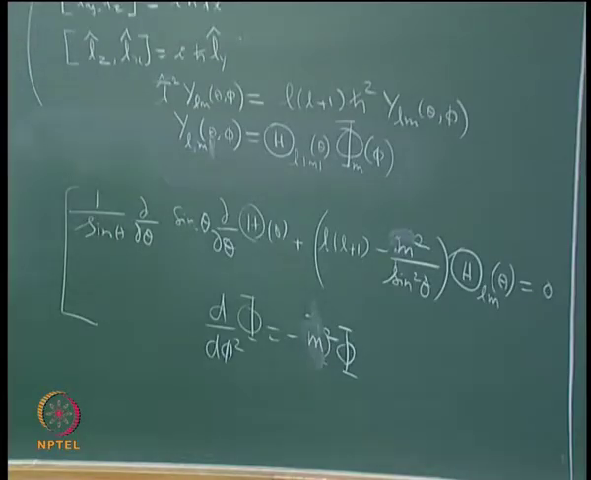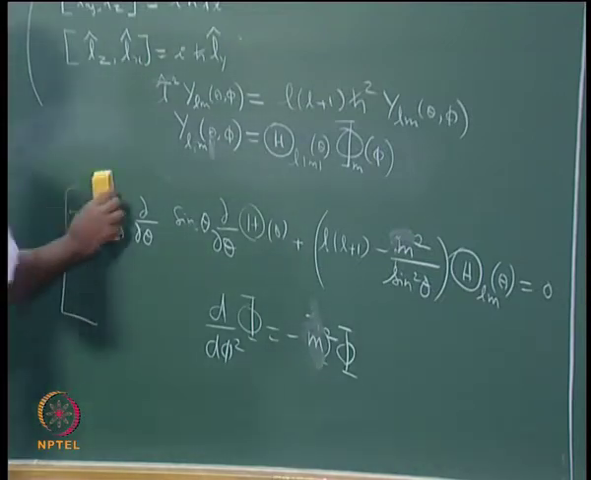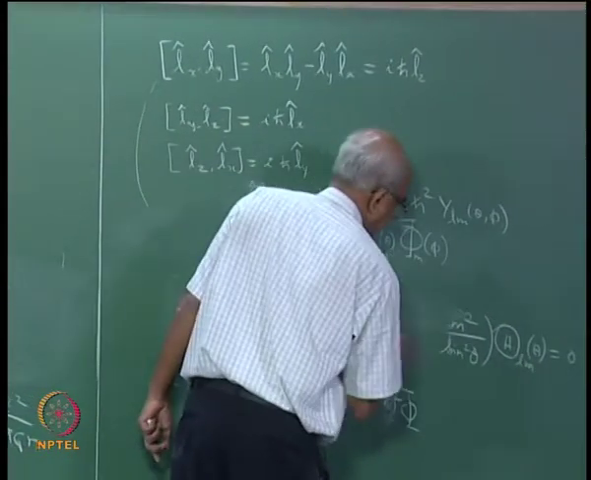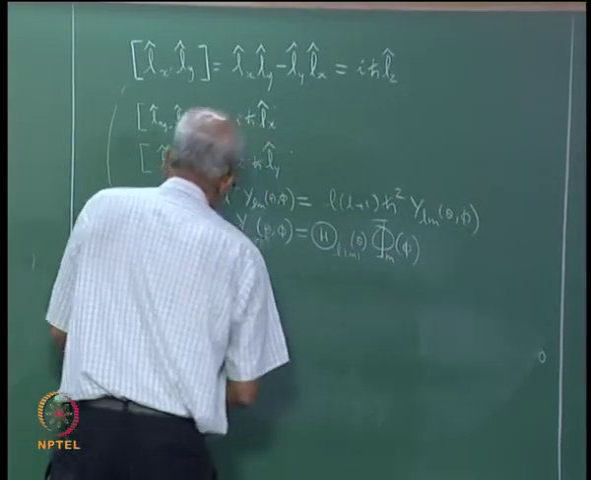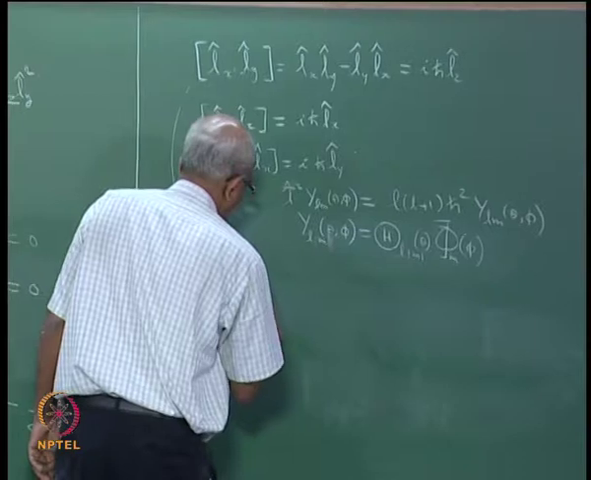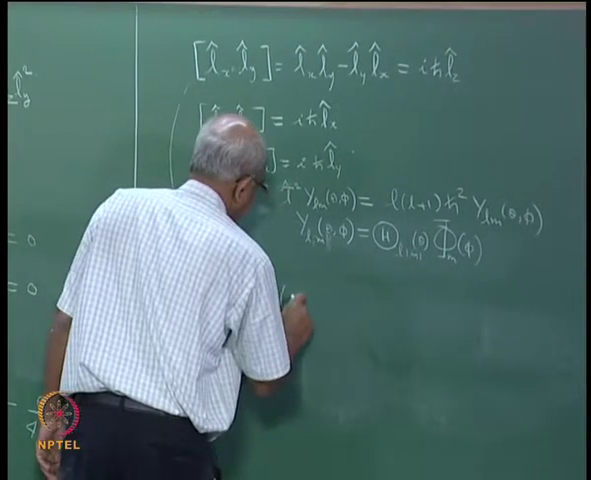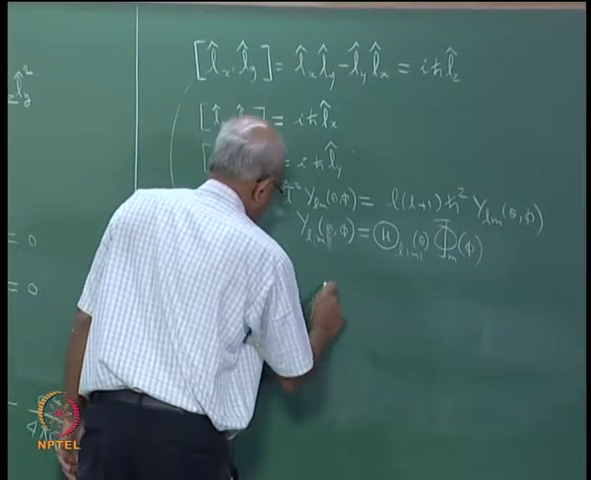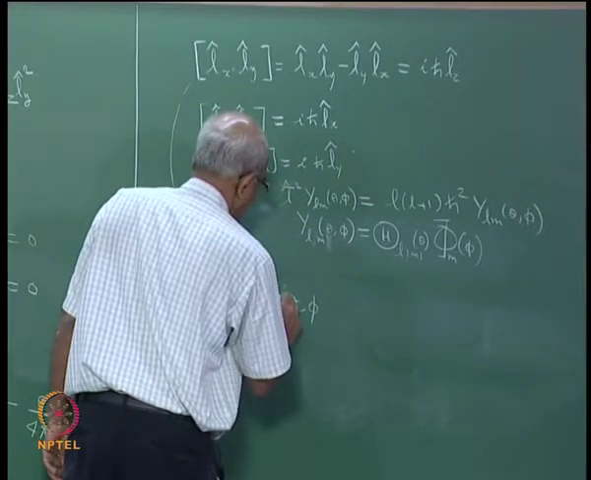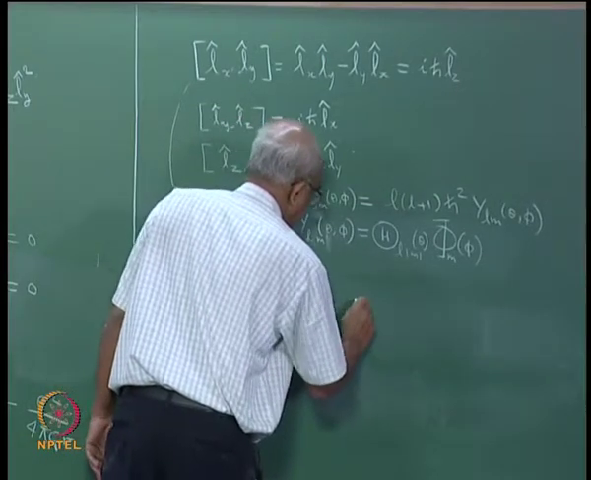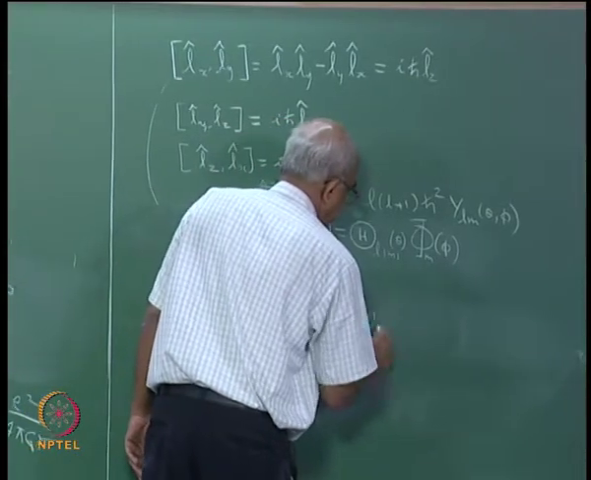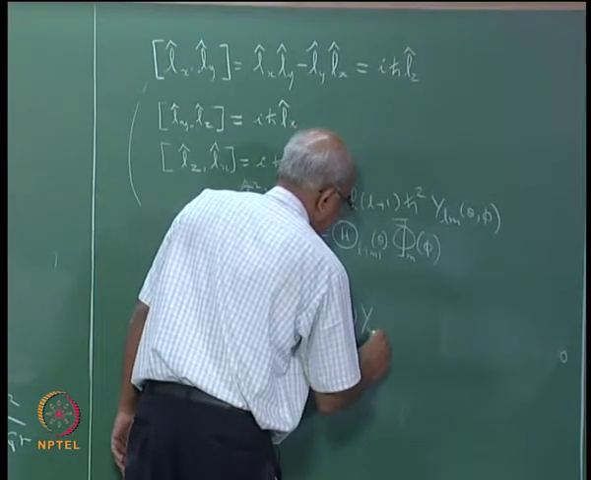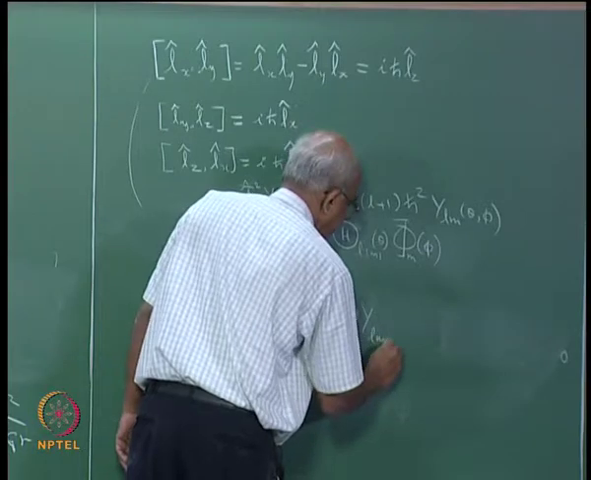And further, our wave function for the hydrogen atom contains, what was the form of the wave function? Psi NLM of r theta phi is actually equal to R n l of small r multiplied by Y L m of theta phi.